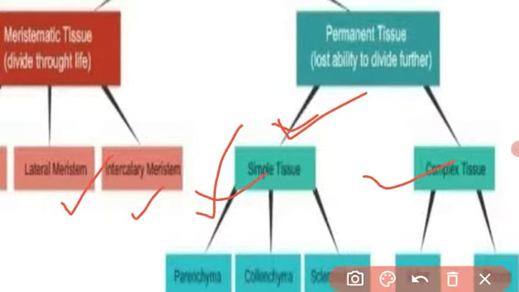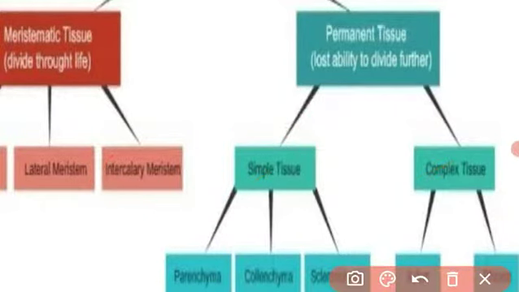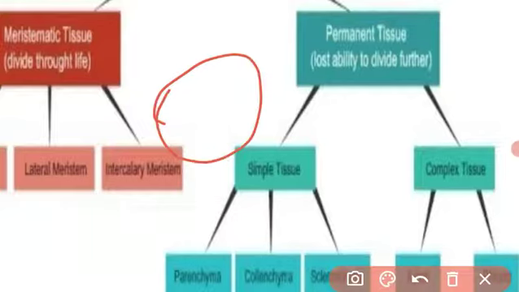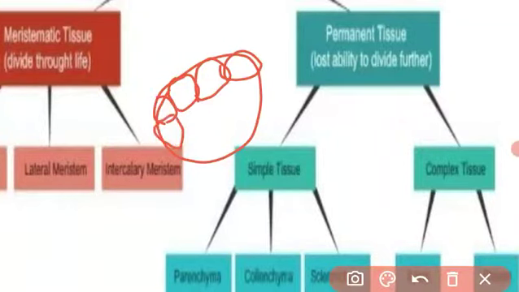Simple permanent tissue means what, students? The tissue is made from the same kinds of cells. All the cells have the same structure and the same function. Understood? Simple tissue means the tissue is made from the same kind of cells, and these cells perform the same function. This tissue is called simple tissue.